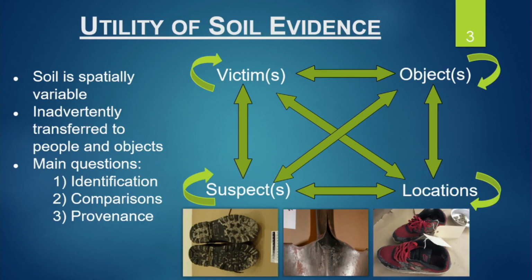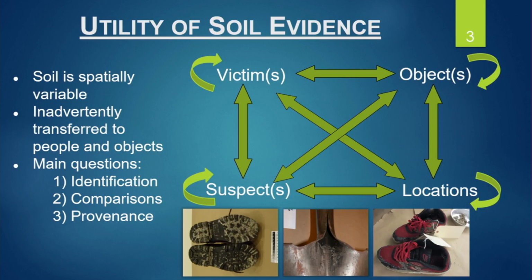So today we're going to be talking about forensic geology, and soil and dust can be submitted to a forensic lab associated with a criminal investigation, and it can be very useful in that investigation because soil is spatially variable. It can be inadvertently transferred to objects and people, and so it can potentially be overlooked by a perpetrator of the crime. When this evidence comes into a forensic lab, an examiner is asked one of three typical questions.